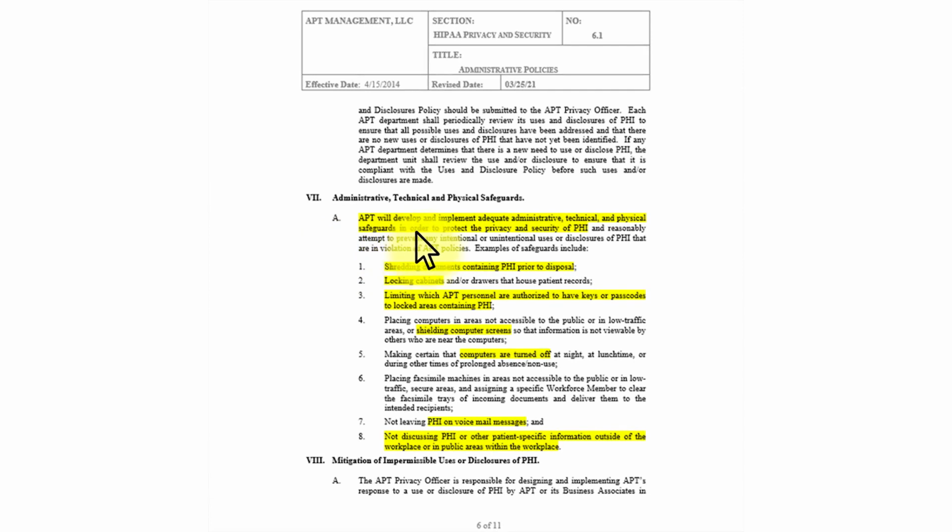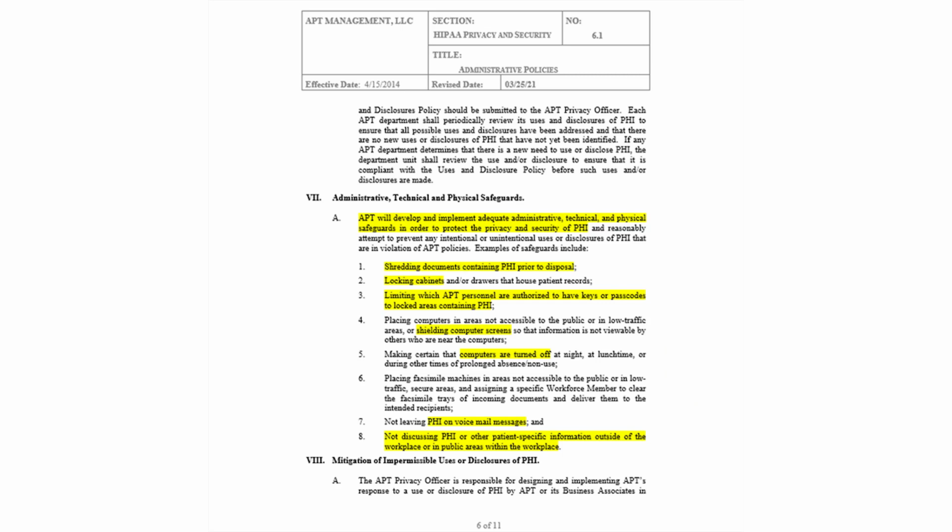The company has administrative, technical and physical safeguards in place to protect patient privacy. Some examples of safeguards include shredding documents containing PHI, locking drawers and cabinets containing PHI, placing computers in areas out of sight from patients or using screen protectors if they are located in a treatment area. Locking computers not in use. You can lock your computer by pressing Ctrl-Alt-Delete and choosing the lock option.